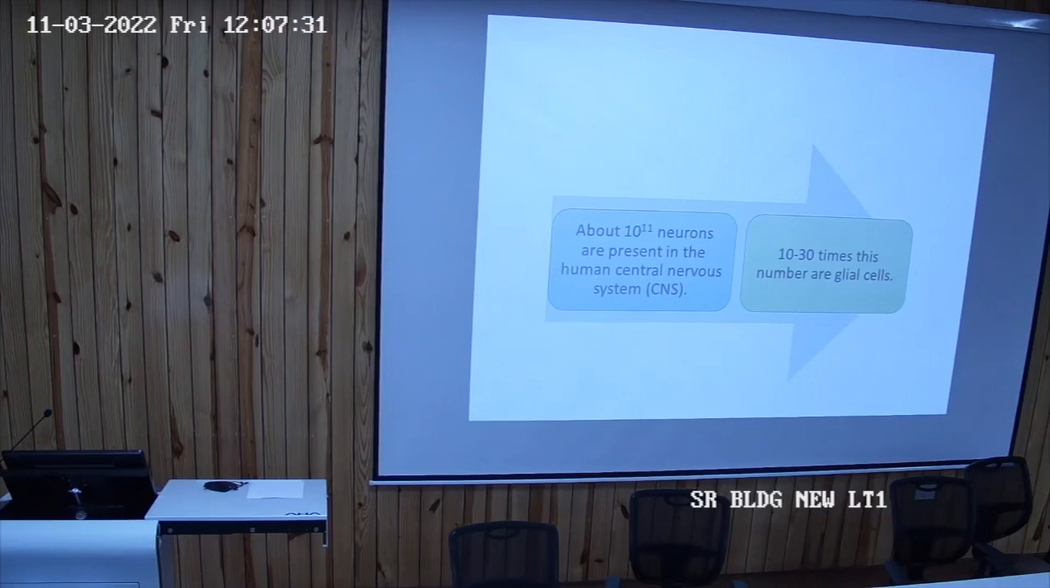These glial cells are not excitatory cells. Neurons and muscles are excitatory cells, but glial cells are not excitatory. But these glial cells secrete certain growth stimulating factors so that neuron growth is proper. So they contribute to the growth and maintenance of the neurons.